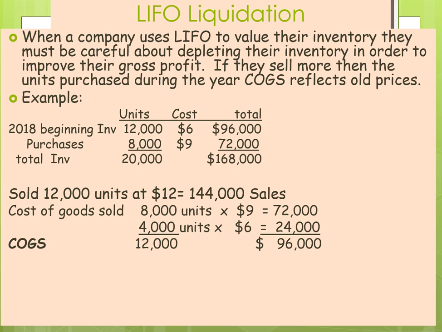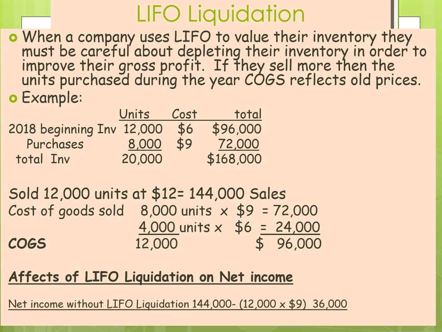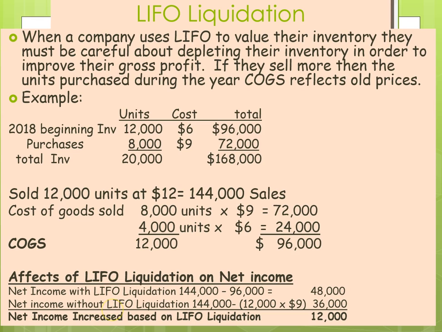But what is the effect of LIFO liquidation on income? Well, net income without LIFO liquidation would have been $36,000. With LIFO liquidation, it's $48,000. So the effect is net income went up by $12,000 using LIFO liquidation. So this is something that auditors look for whenever there's an audit. Are they depleting inventory below its normal levels?